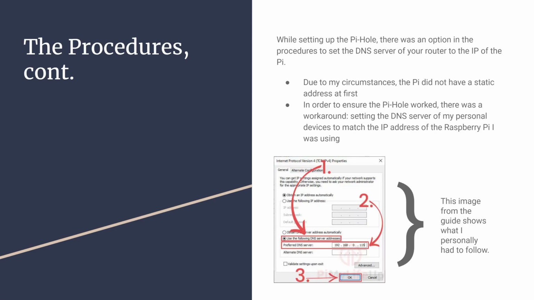So what I had to end up doing was on my own personal device, whether that was my phone or in this case my computer, I had to go in and set the preferred DNS server to be the Pi's static IP address serving as the Pi-hole ad blocker, which in my case was 192.168.1.7.